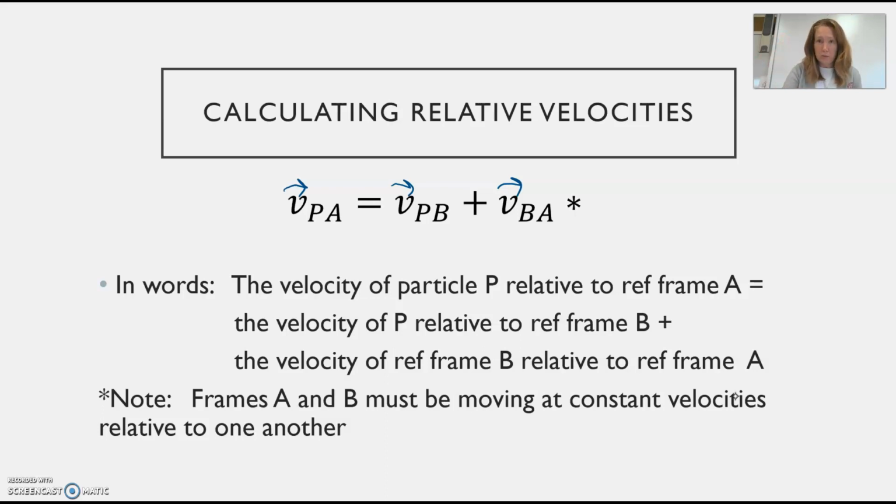Let's talk about what the subscripts mean. If we're talking about VPA, that means the velocity of particle P with respect to reference frame A. So let's say the package with respect to the airplane equals the velocity of the package with respect to reference frame B plus the velocity of reference frame B with respect to reference frame A.